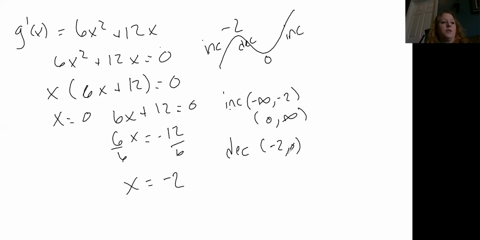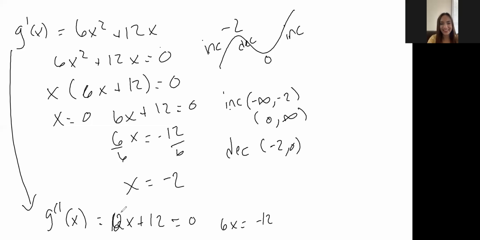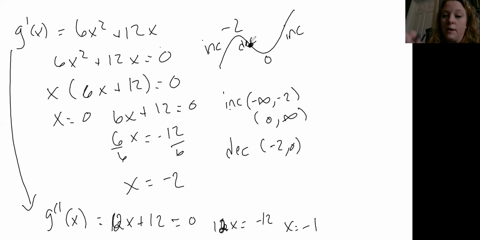Okay, and then the second part was concave up or concave down. So you take that first derivative and you're going to do the derivative of it, which gives you 12x plus 12. And then when is that equal to 0? So you bring the 12 over and divide. And so x is -1. So that's where the inflection point is. That's that point right there.